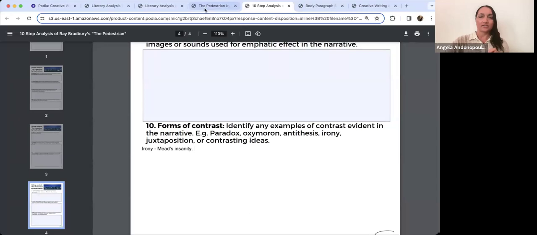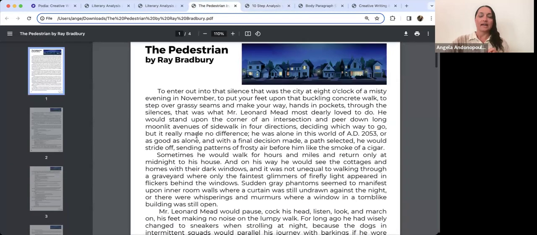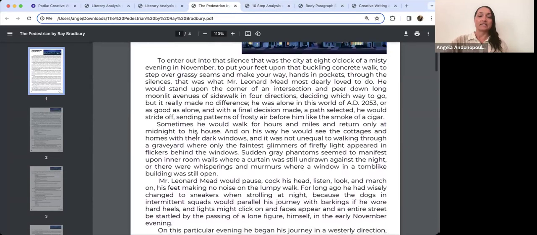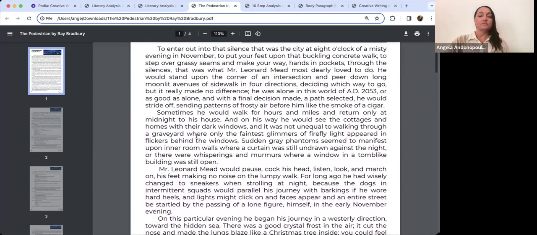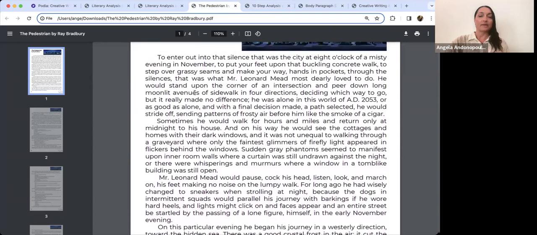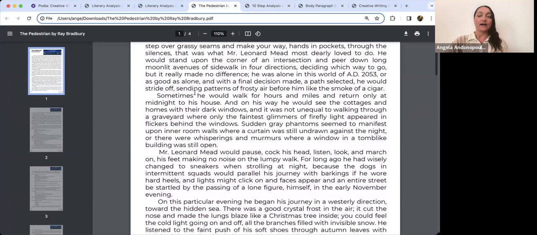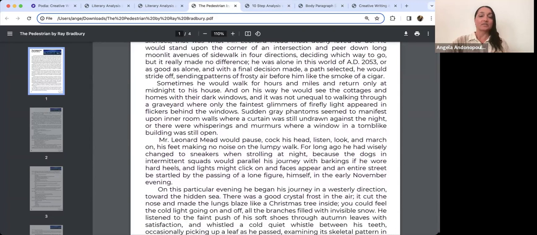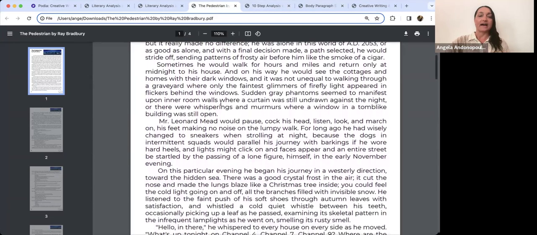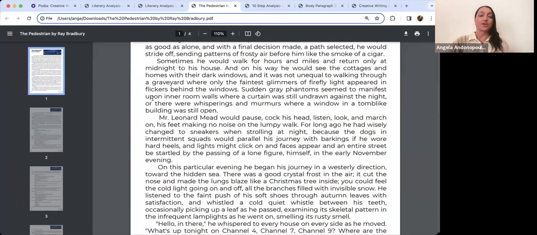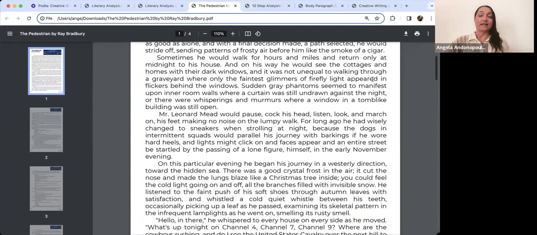So let's go back to the Pedestrian, and let's just take a look at some of these things. If we're looking at the repetition of the coldness here, there's patterns of frosty air, this sort of imagery you can point out where it builds and builds, the imagery of the graveyard, where only the faintest glimmers of firefly light appeared in flickers behind the windows. So that's that artificial television light.